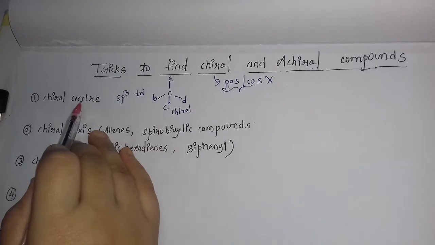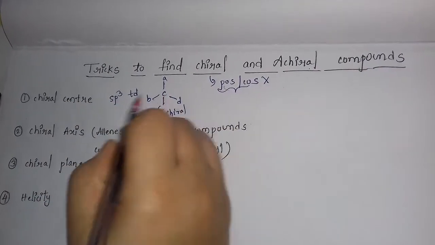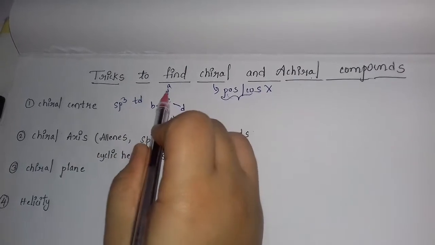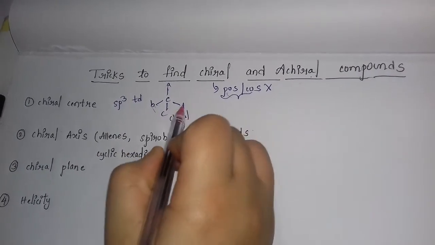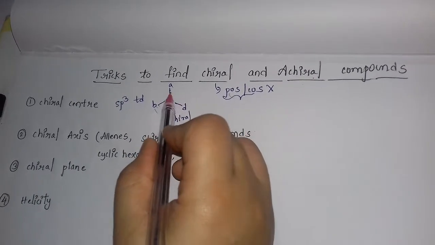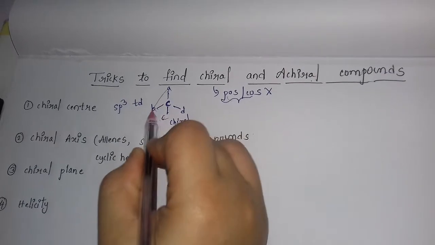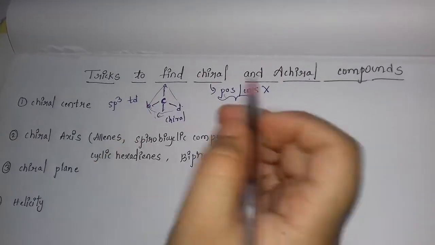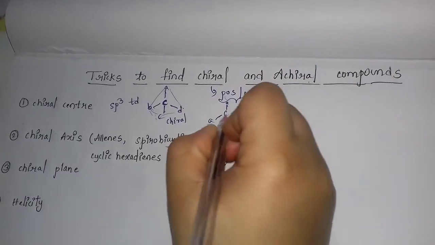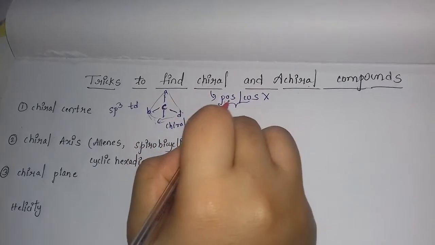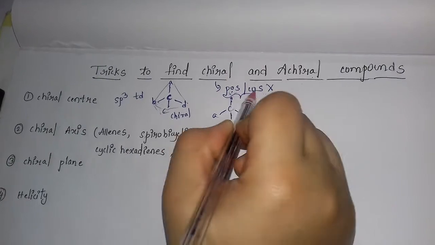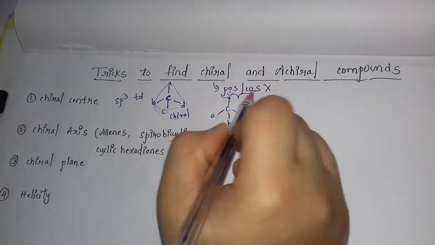When there is a chiral center, the carbon should be sp3 hybridized with tetrahedral geometry. Four different groups should be attached tetrahedrally to this carbon. If any of the groups is the same, then it becomes achiral, like a, b, c. And for chiral, there should be no plane of symmetry and no center of symmetry. If you find any of these in a compound, then you cannot call it chiral.